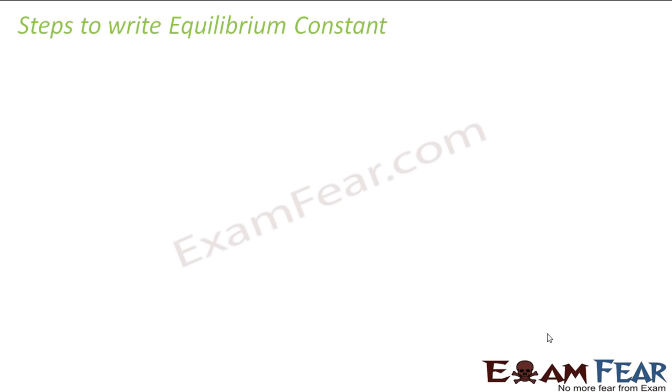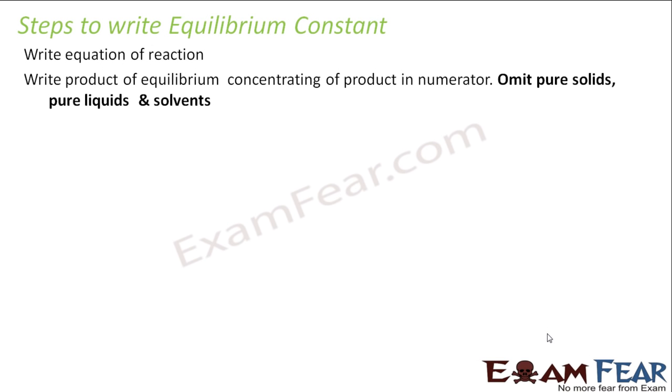So now we have learned the equilibrium constant. Let's understand the steps to write the equilibrium constant for a given reaction. First step is to write the equation for the reaction. Once you are done with the equation of the reaction, write the product of the equilibrium concentrations of the products in the numerator. You omit the pure solid, pure liquid and pure solvent part.